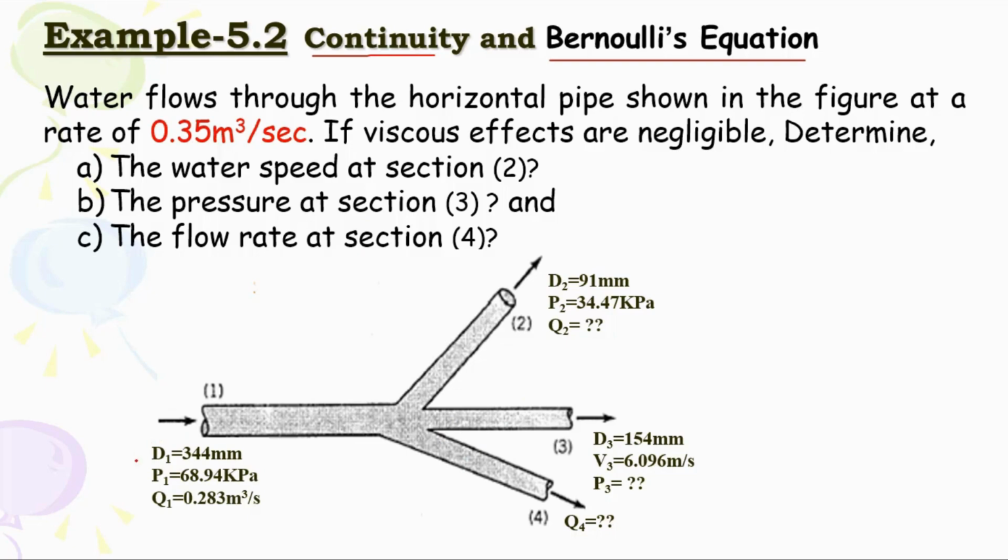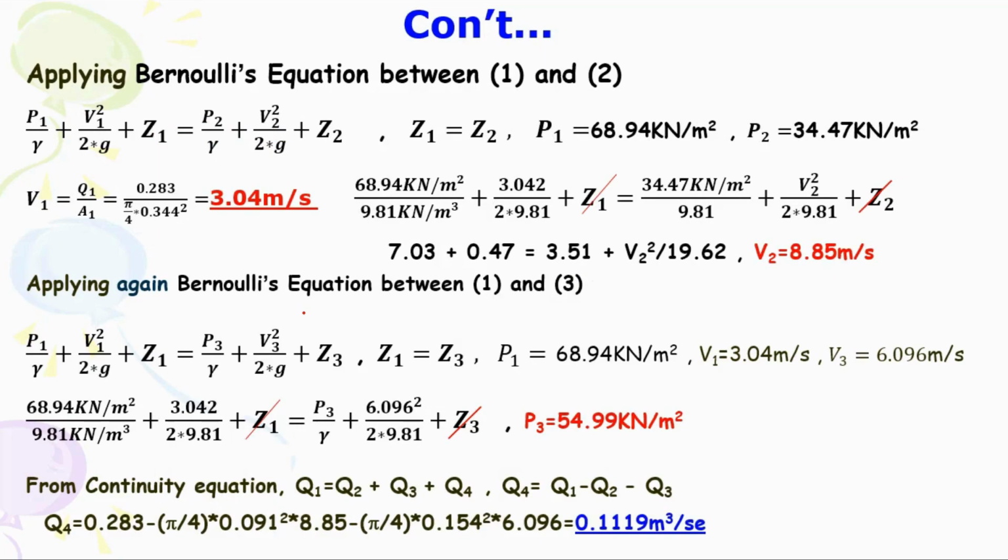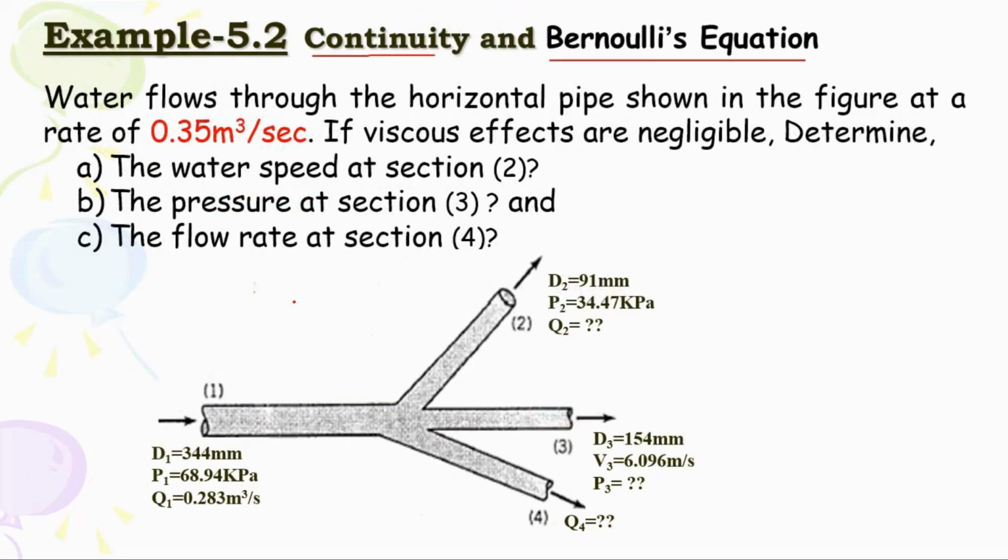Given quantities, you have diameter, pressure, and discharge. How do you compute? As I said earlier, you have three basic governing equations to compute fluid flow in fluid dynamics: the continuity equation, the energy equation, and the impulse momentum equation. Now to compute, apply the Bernoulli equation, which is the energy equation, between sections 1 and 2. Section 1 is this one, and section 2 is this one.